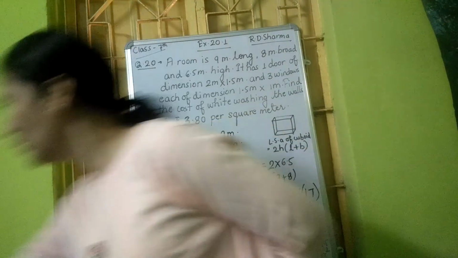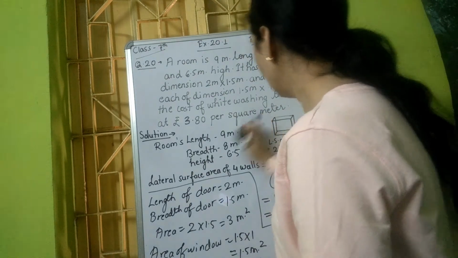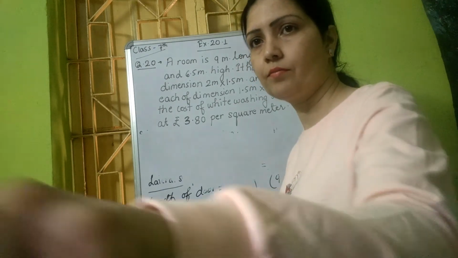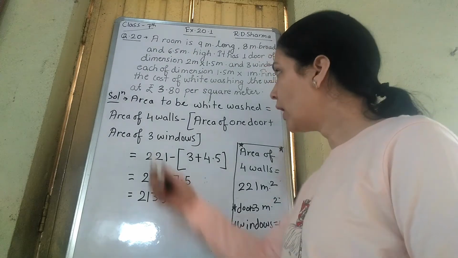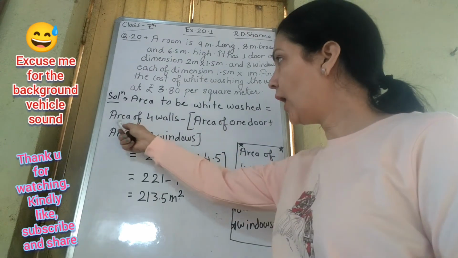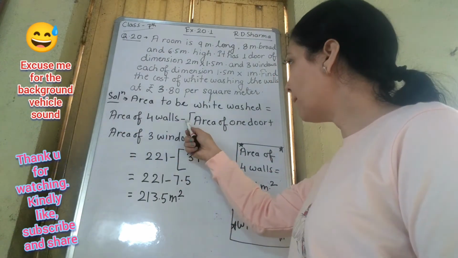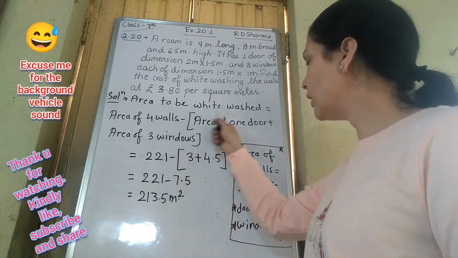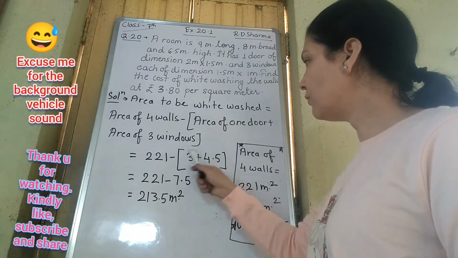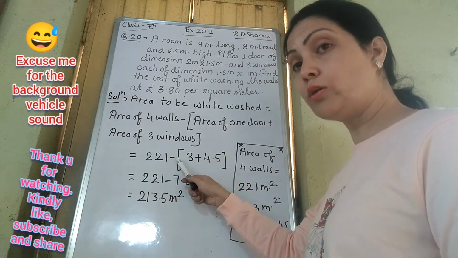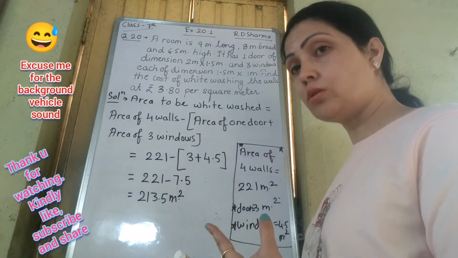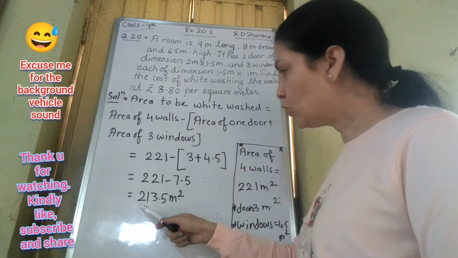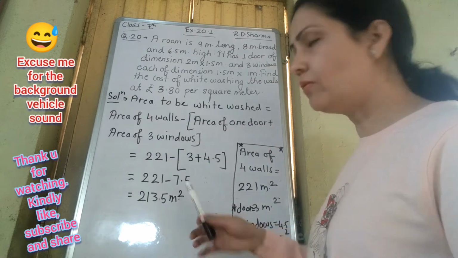Okay, so now I will find out the whitewashing cost. The area to be whitewashed will be equal to the area of 4 walls that we have already found out minus the area of one door plus the area of 3 windows. 221, which is the area of 4 walls, minus 3 plus 4.5, because we are not going to whitewash windows and doors. That's why we have to subtract those areas. So the area to be whitewashed will be 213.5 meter square.